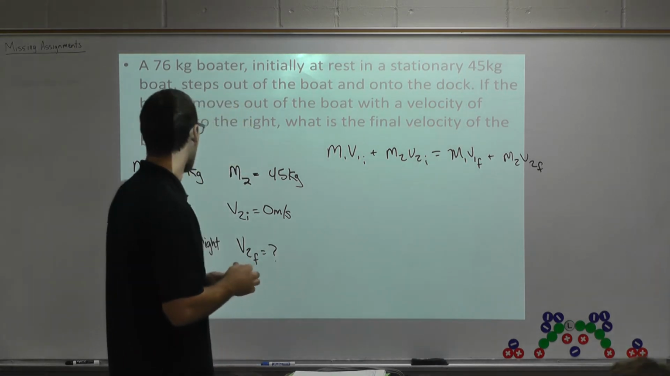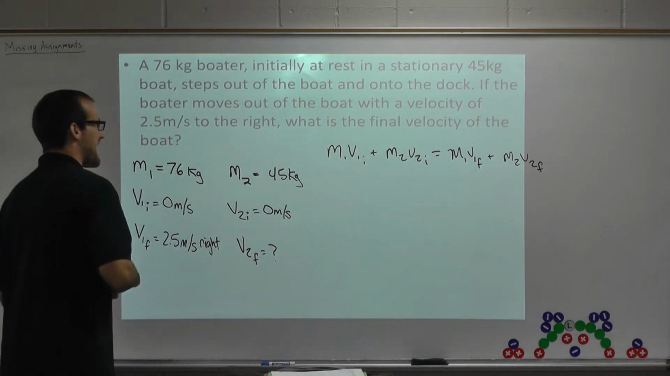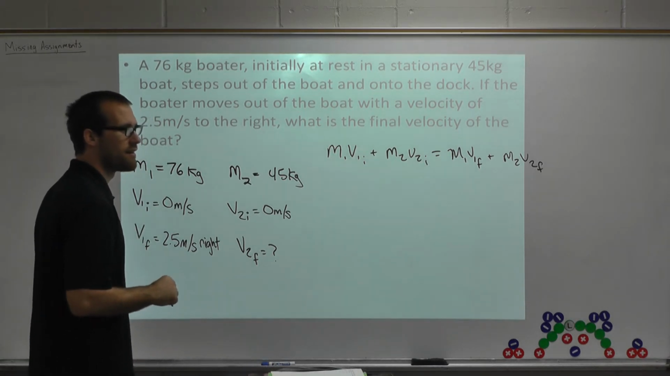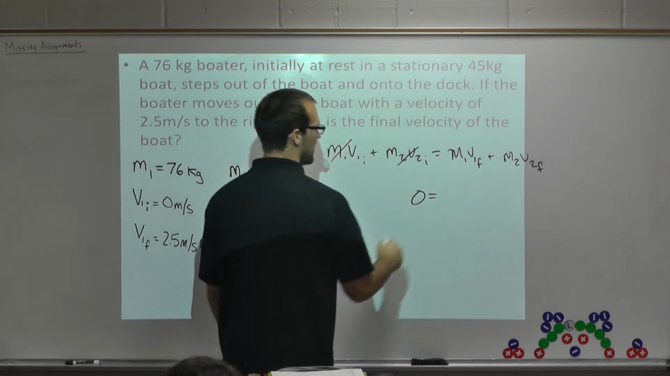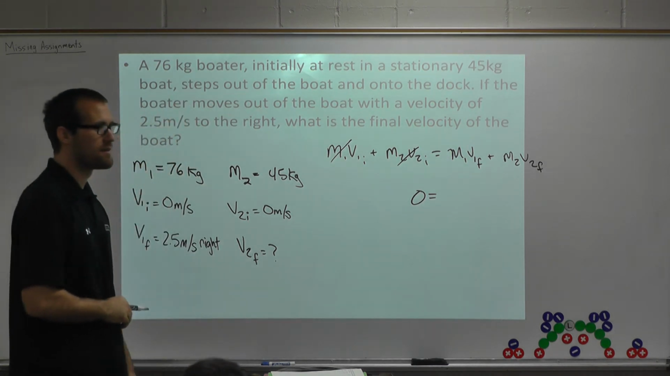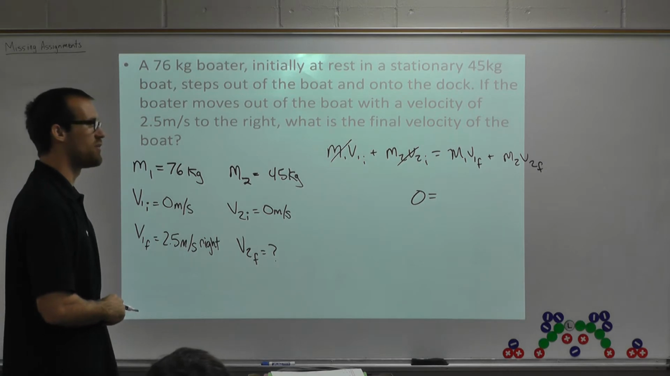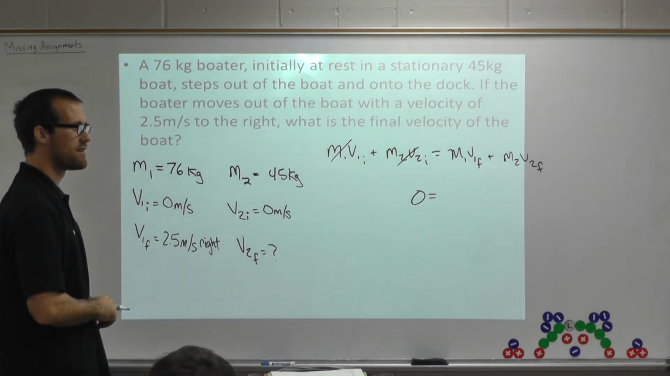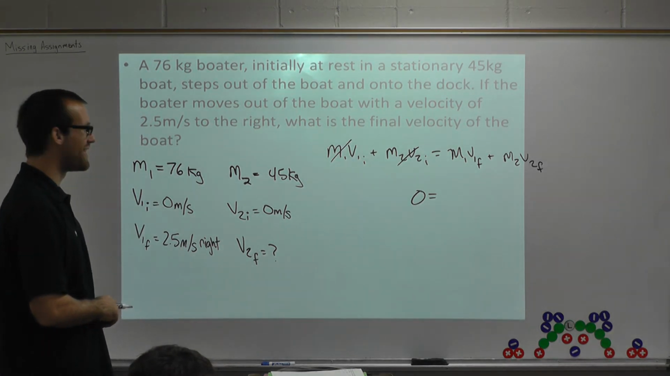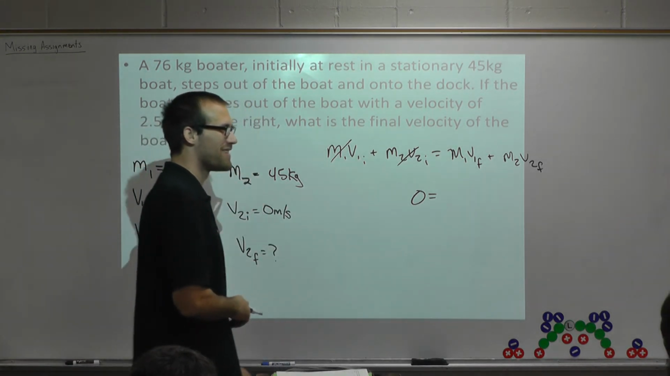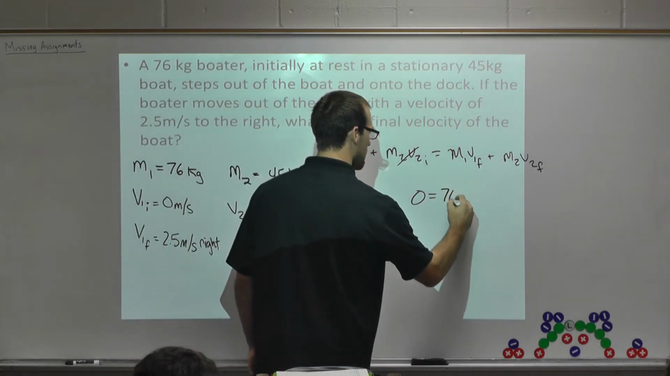Wait, so it's going to be 0 equals something? What can I cancel out? All the initials. Those go bye-bye. So 0 equals... the first one would be 0 plus M1. Right? 0 plus 0 is 0. Oh, wait, this is 0. Never mind. I was going 76 times. Alright, so M1, 76.